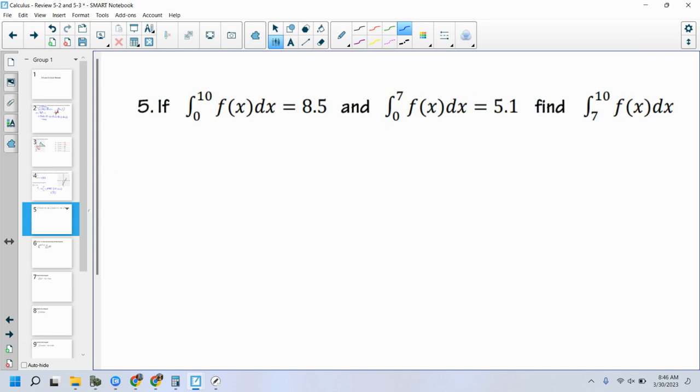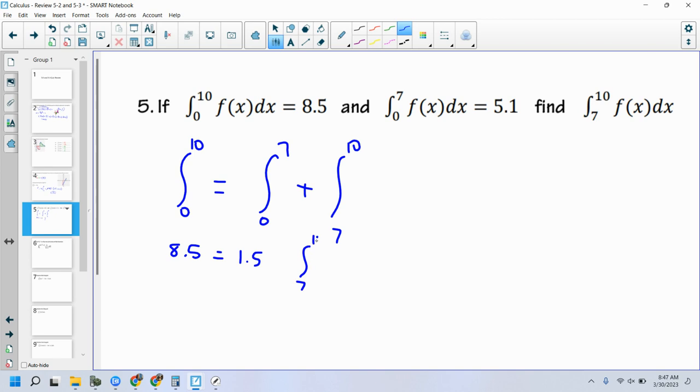All right, if 0 to 10 is 8.5, 0 to 7 is 5.1, and we're looking to find 7 to 10. Here's what we do know, though. I know 0 to 10 is going to be equal to 0 to 7 plus 7 to 10, right? We do know that property. It does chain together like that. Well, the nice thing is I'm told a lot of these things. 0 to 10 is 8.5, 0 to 7 is 5.1, and I'm looking for 7 to 10.